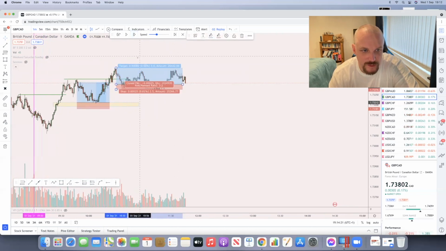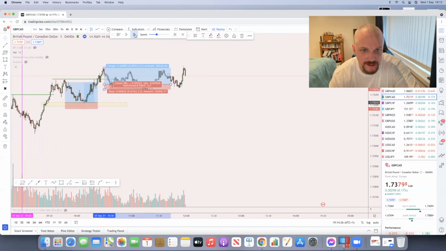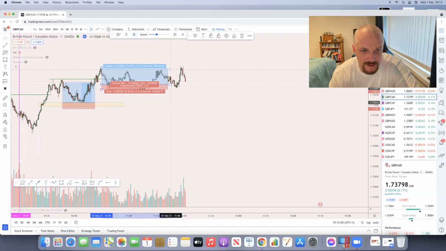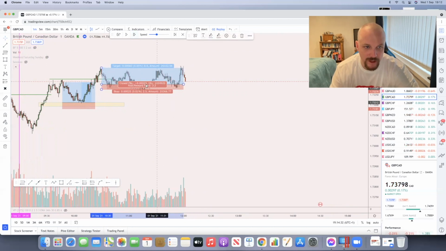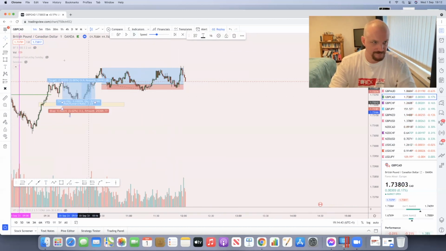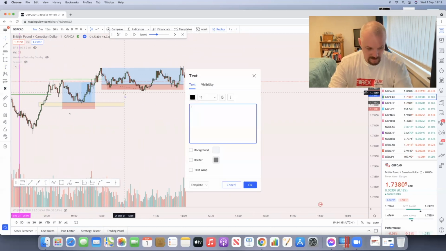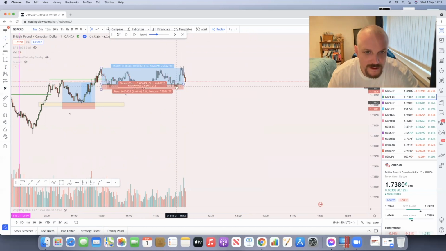Just spread this out because we'll be waiting for the liquidity grab. There's the liquidity grab there. So even though that one's lost, put a minus 1. So we know we took the liquidity grab there.